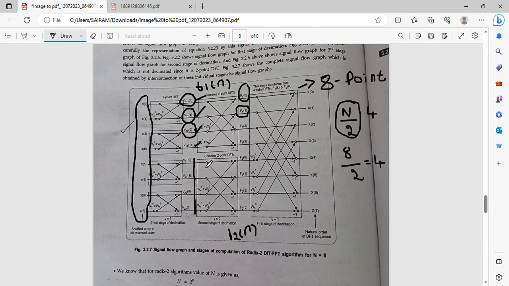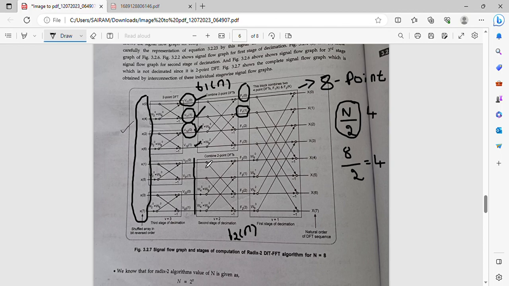I'm just trying to tell us that whatever input you get in the question, that is x of n. That x of n will be in normal order. You are supposed to convert it into bit reversed order, and give it as an input to the 2-point DFT.